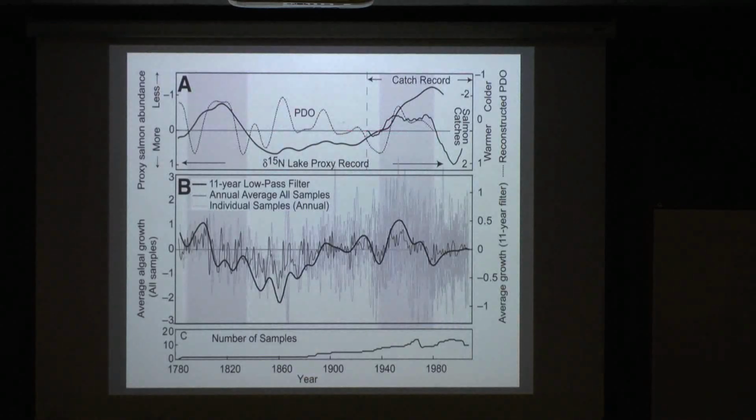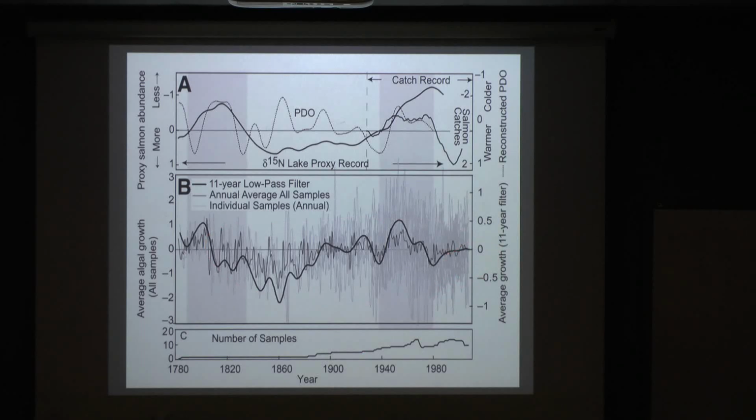What was really neat about this record, though, is then we compared it to salmon fish catch. And it's a complicated graph, so I'm going to walk through it with you. At the top here is proxy salmon abundance measured in delta 15N lake proxy record, because the nitrogen byproduct of salmon is very, very different from the nitrogen that's there otherwise. And then we have the official catch record towards the end of this plot. And then we have the PDO plotted on here. And then for comparison, we have our algal record down at the bottom, and we have the number of samples that have gone into this reconstruction.